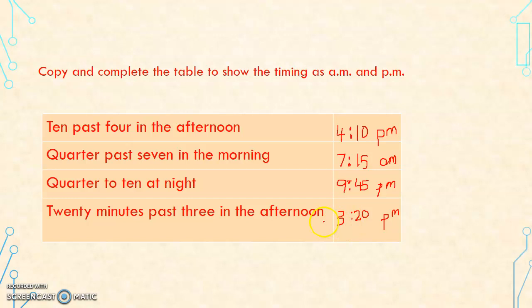So I hope quarter past, quarter to and half past is clear. AM ഉം PM ഉം clear ആണെന്ന് വിചാരിക്കുന്നു. Midnight to noon is AM. Noon to midnight is PM.